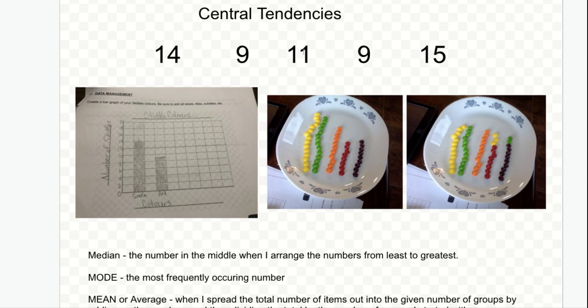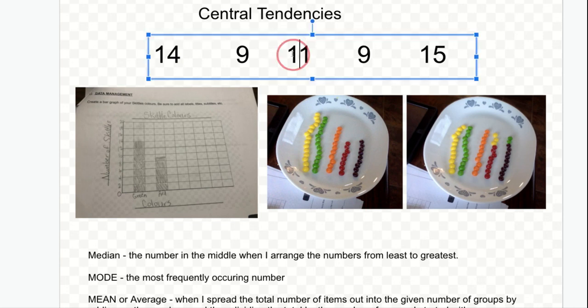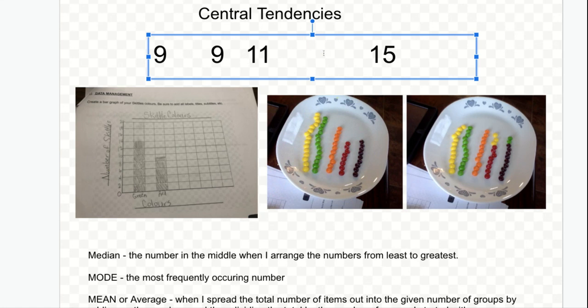Now, it's not just 11. Now, it could be 11, but the way that I find the median is by taking all my numbers and putting them in numerical order. So my smallest number is 9. So I'm going to move 9 over here. I'm going to move this 9 over here as well. And then I'm going to put 14 in here. Now, what's my middle number? Well, I'm going to go, okay, I have 5 numbers, 2 above, 2 below. So look at that. 11 is my middle number.